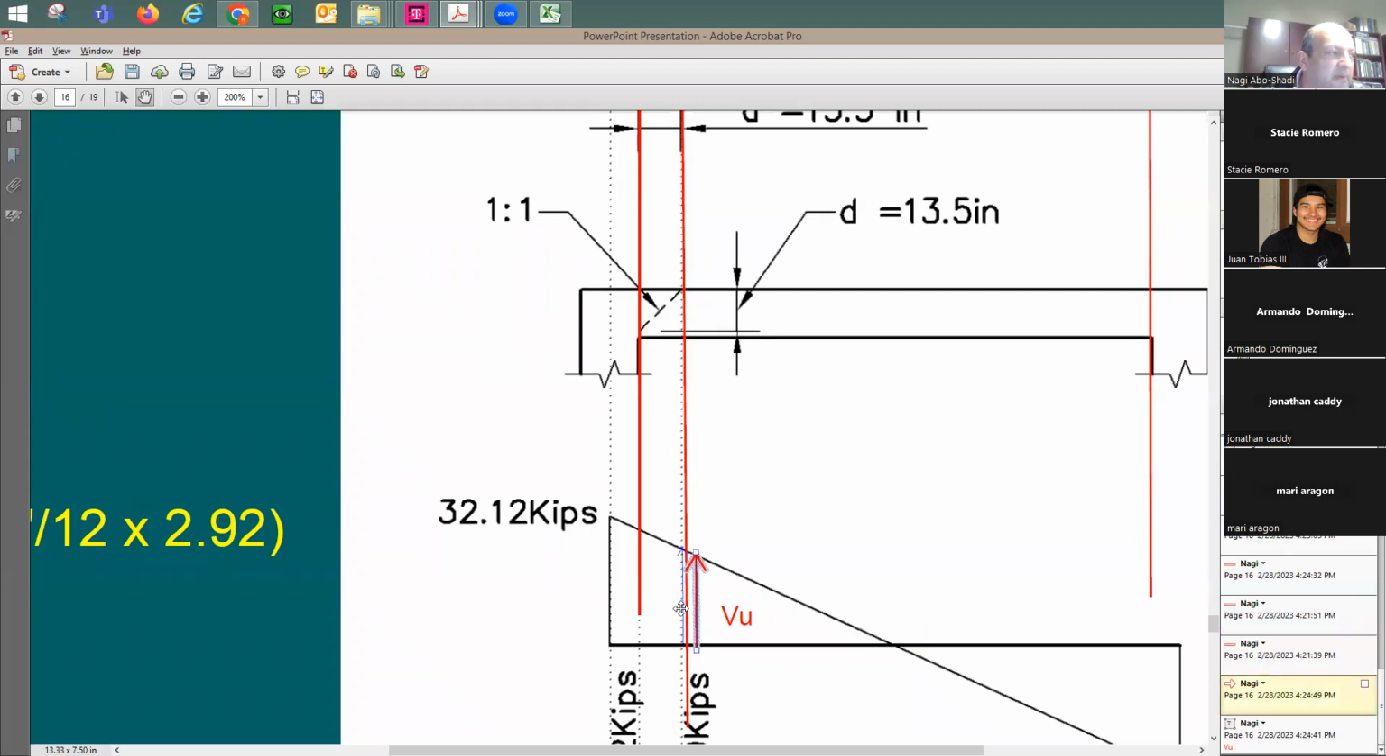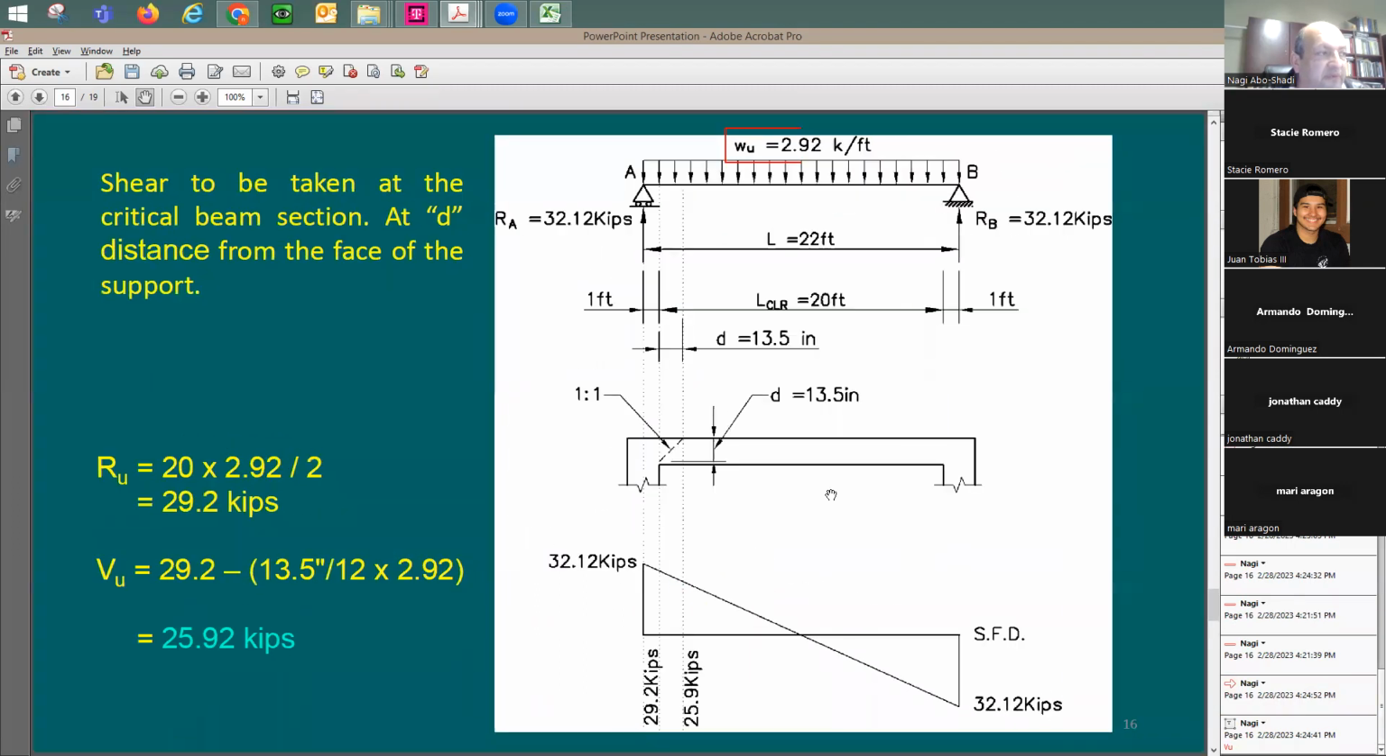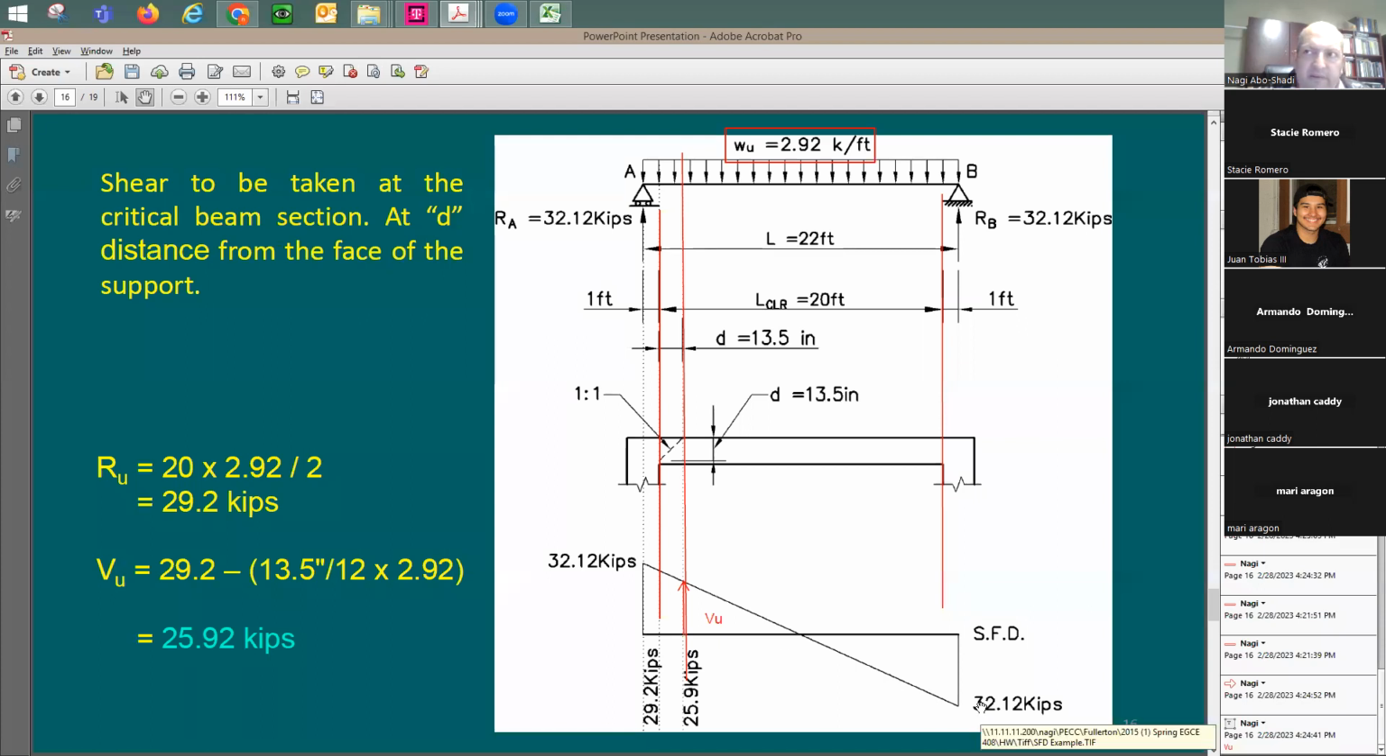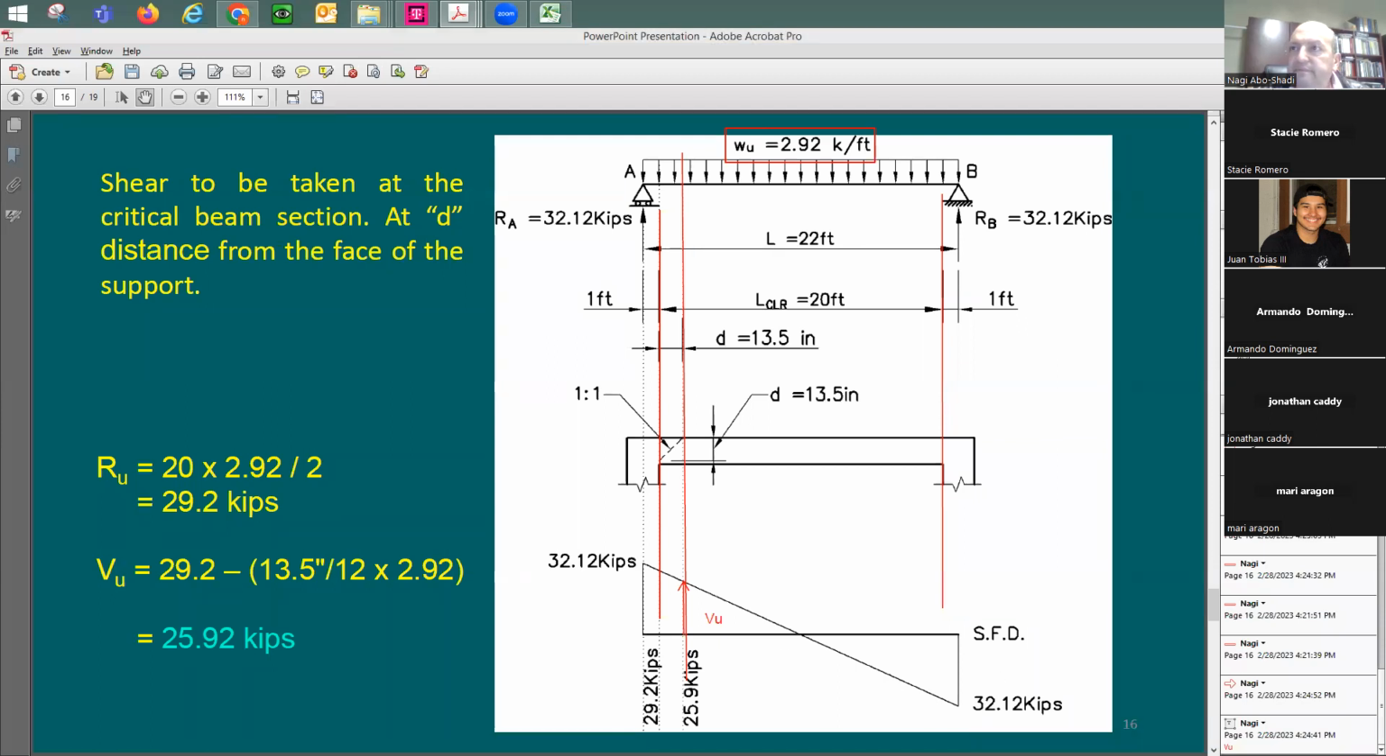This value here. So how do you figure this out? If you like to draw the shear diagram, you start with the reaction, you end up with the reaction, you do a straight sloping line. So my task here is to find out the shear at this section, at this location. So the question is, how much is the distance from the center of the support to the critical section? First, it says here that this is 20 feet.